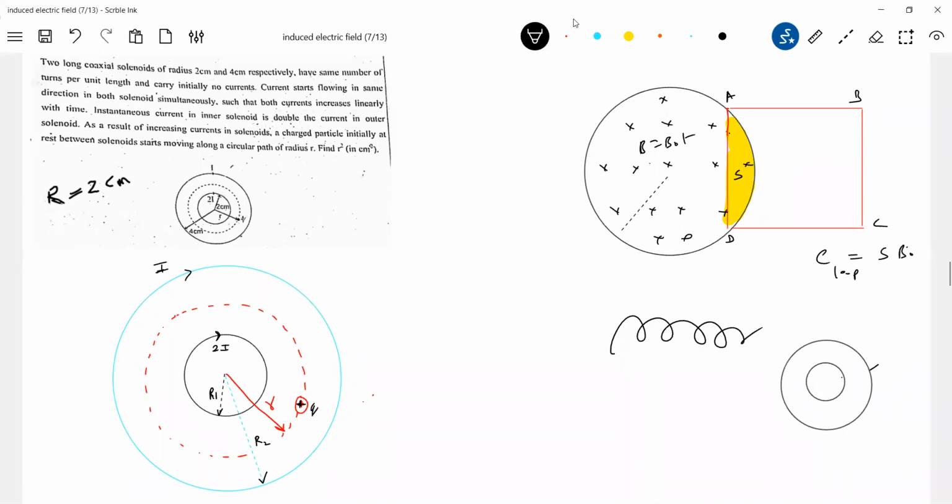Get into the problem now. The current increases linearly with the time. So let me take I equal to KT. Then the magnetic flux changes. So now what will happen to the induced electric field here? B bar due to both will be into the plane. So how should the induced electric field act at this particular point?